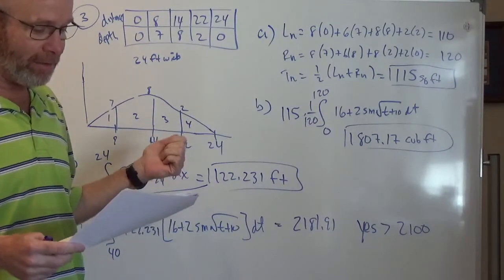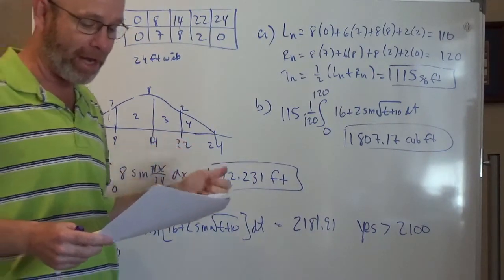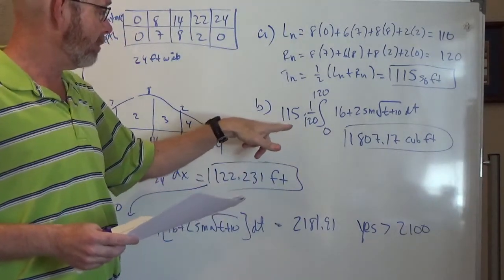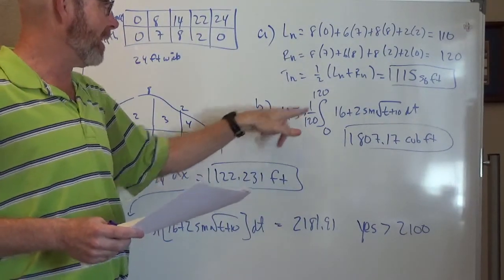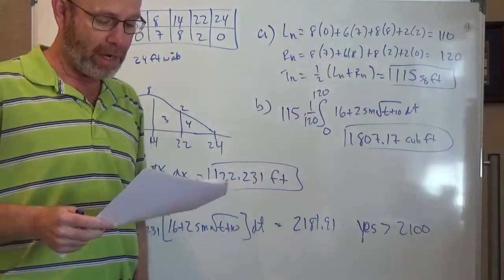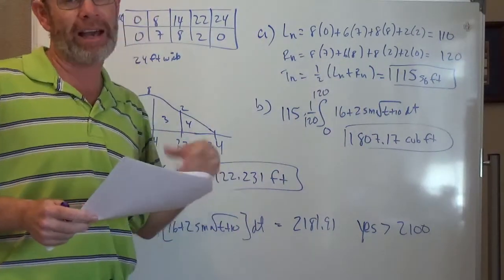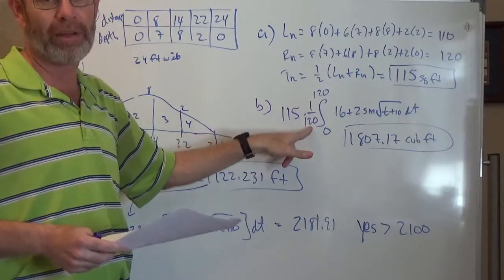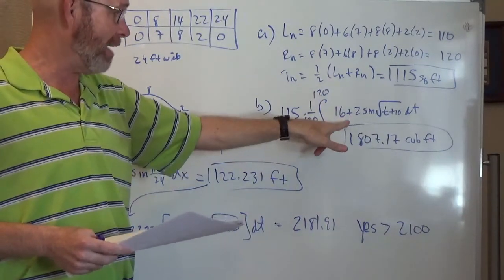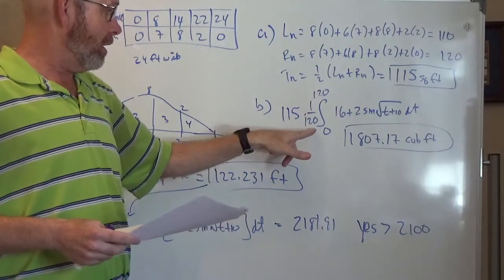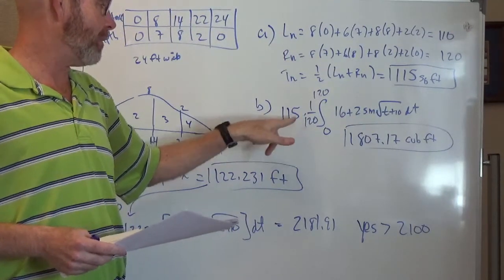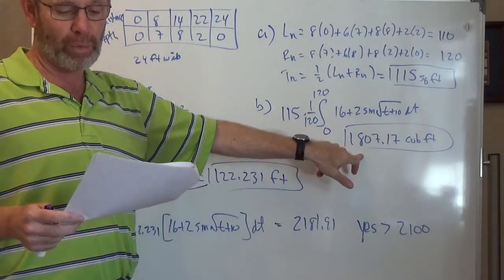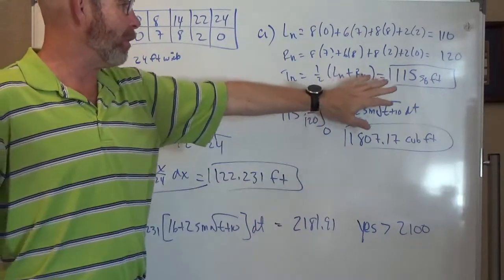Part B, volumetric flow is the product of the cross-sectional area and the velocity of the water. So there's that 115 from here. And they asked me to estimate the average values. Remember, the average value is the integral divided by the length of the interval, right? So the average value of the function divided by its length times that 115 from this problem. Give me 1087.17.